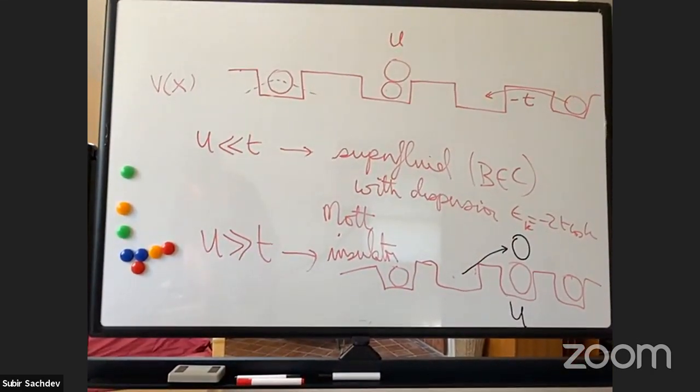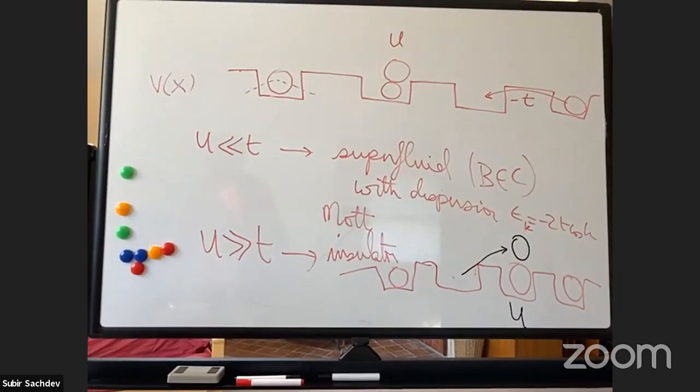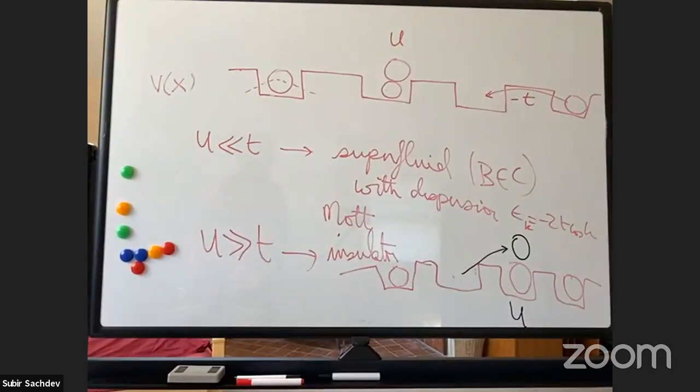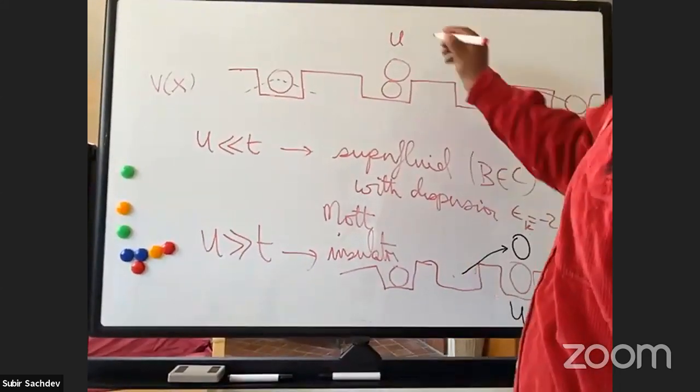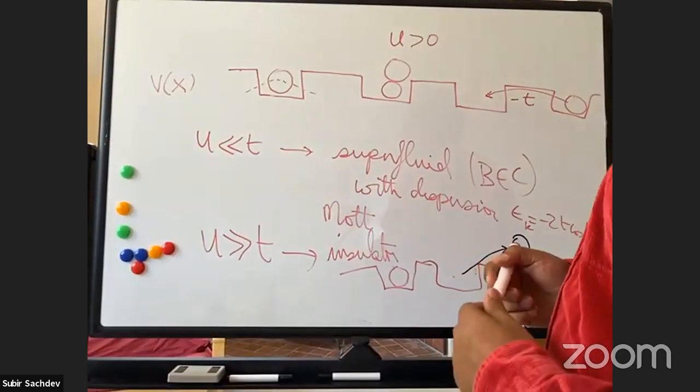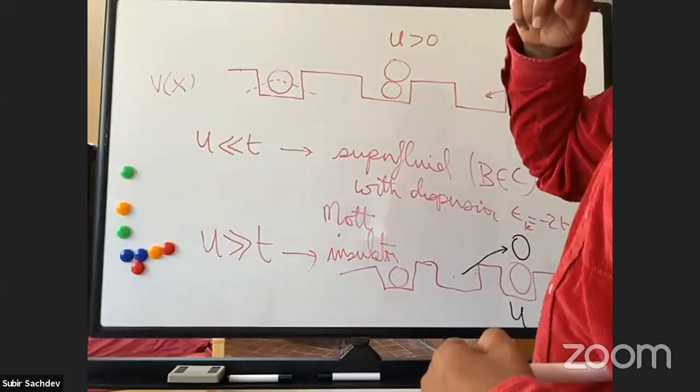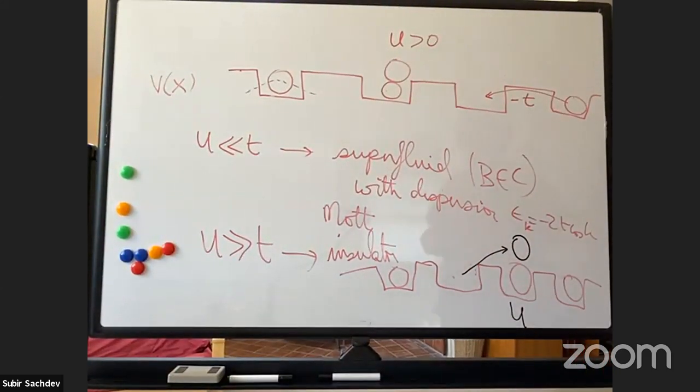Sorry, does the sign of this interaction matter? Absolutely, it has to be repulsive. Thank you. Yeah, if it's attractive, then all the bosons will just sit on one site, and it'd be an instability. You just put everything on the same site.